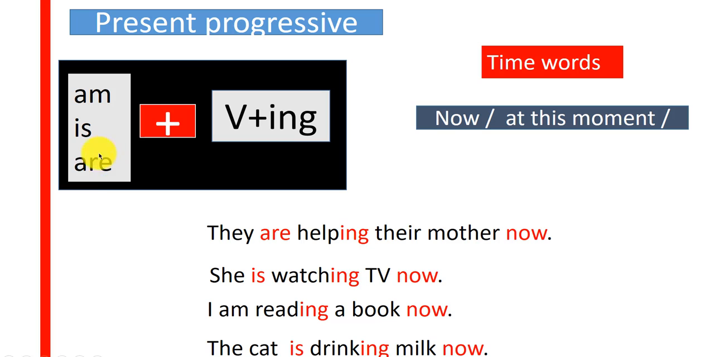If I have, for example, Ahmed: Ahmed am eating, or Ahmed is eating, or Ahmed are eating? Of course, we will say Ahmed is eating, because Ahmed is he. And with he, we say he is eating.